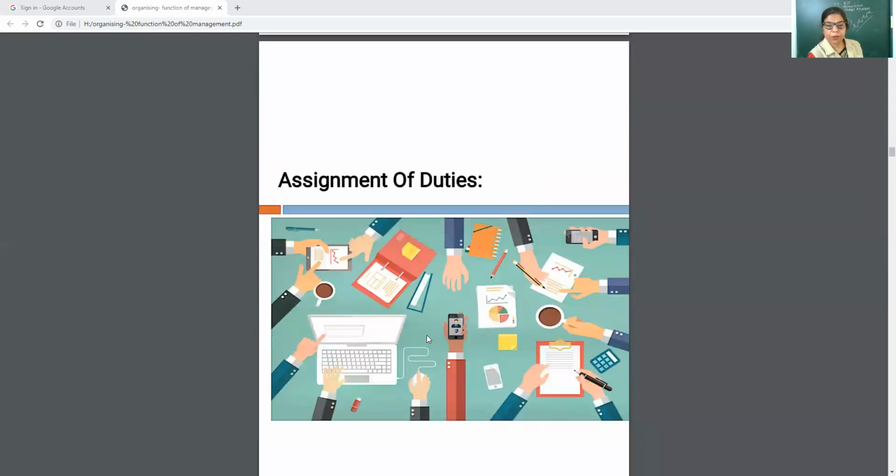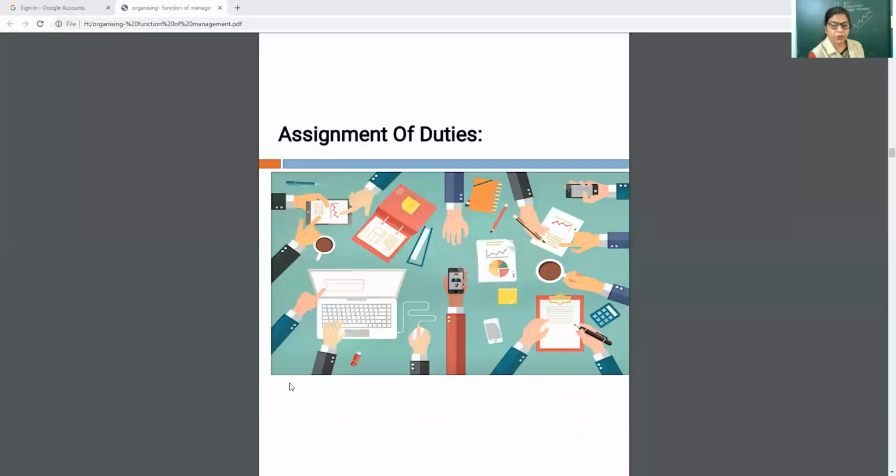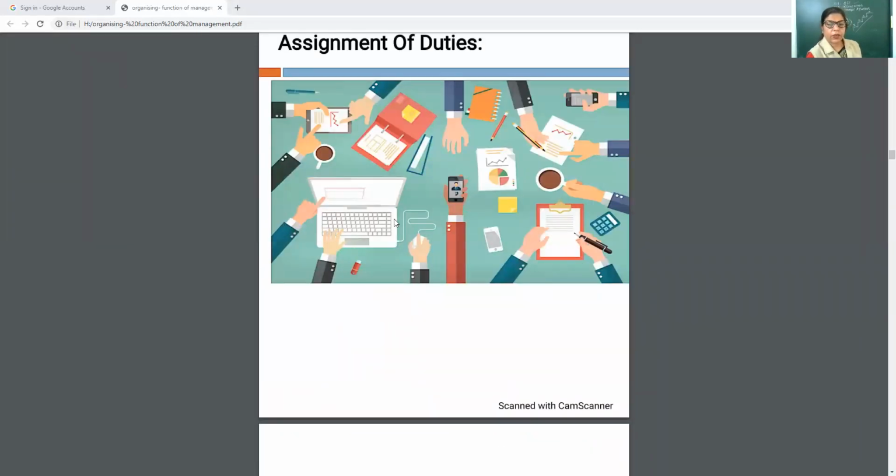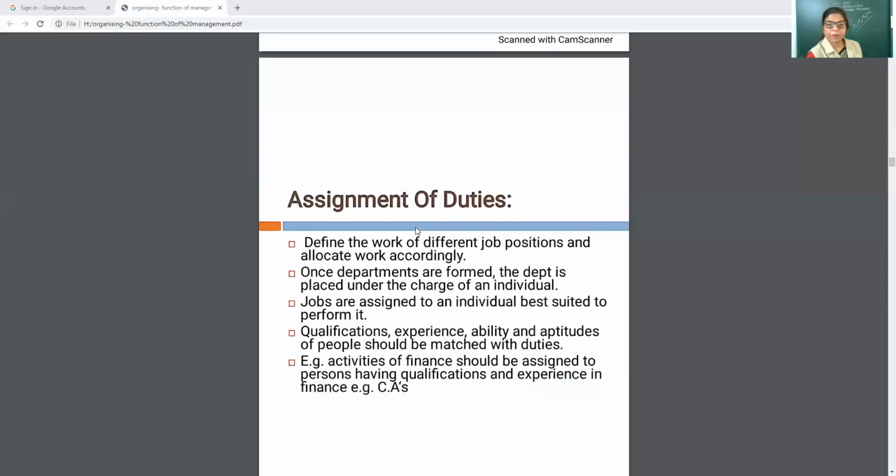Third step is assignment of duties. Once you make the departments, what will be the next step? You have to assign duties according to skills, capabilities. Like one gardener is doing a different thing, I am doing a different thing. So management assigns duties according to the knowledge, skill, capability, experience. So the third step of the organizing process is assignment of duties.